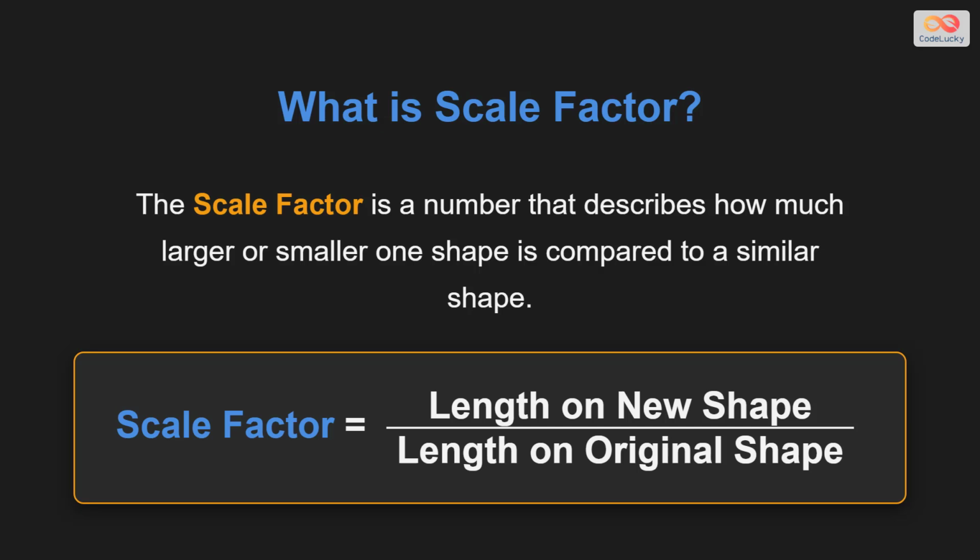So, what exactly is a scale factor? It's a single number that tells us how many times bigger or smaller a similar shape is. To find it, you create a ratio by dividing the length of a side on the new shape by the length of the corresponding side on the original shape.